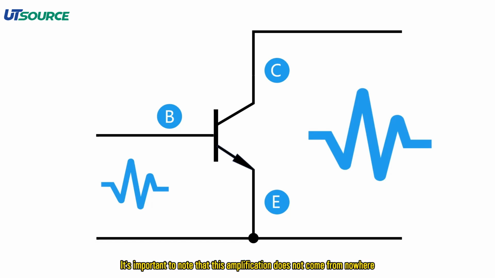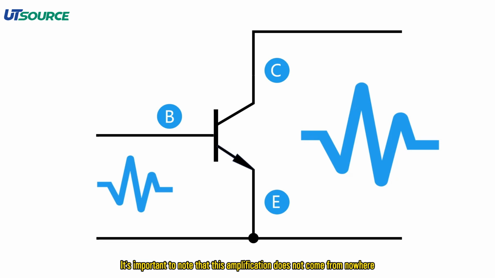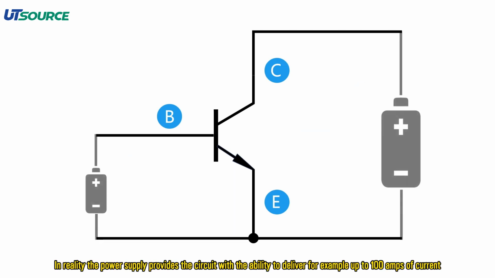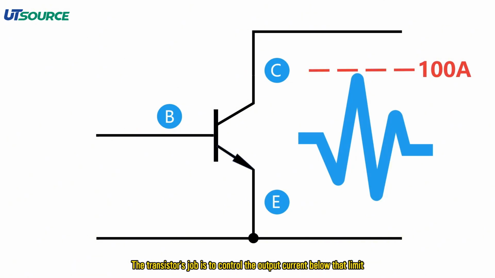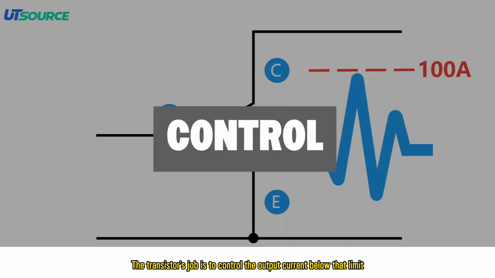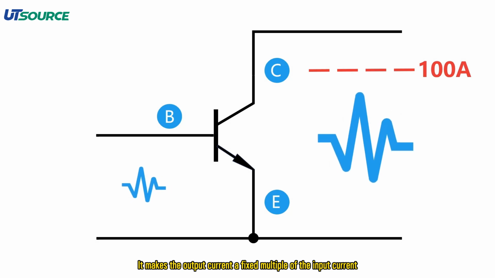It's important to note that this amplification does not come from nowhere. Otherwise, it would violate the law of conservation of energy. In reality, the power supply provides the circuit with the ability to deliver, for example, up to 100 amps of current. The transistor's job is to control the output current below that limit. It makes the output current a fixed multiple of the input current.